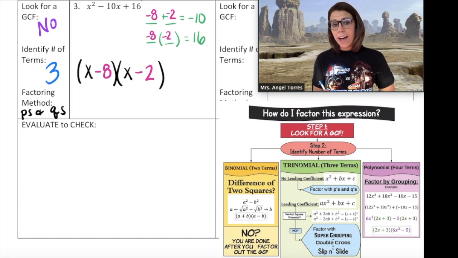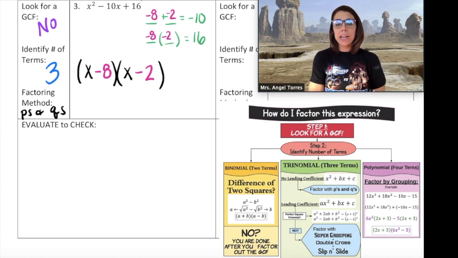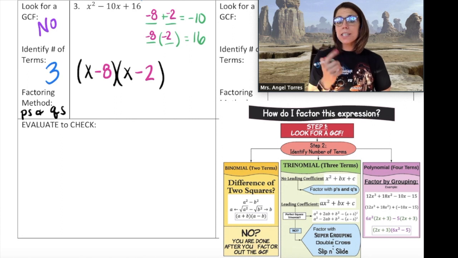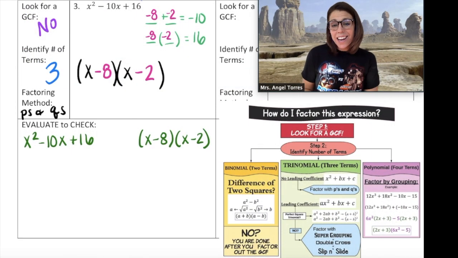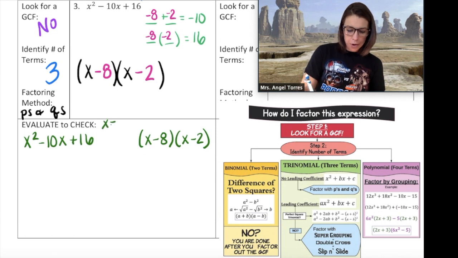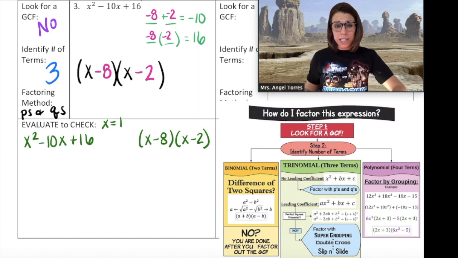Okay, so when I factored it, I ended up with the binomial x minus 8 times the binomial x minus 2. The order doesn't matter. You could have had x minus 2 first. Let's go ahead and evaluate to check. All right, again, I'm going to use what I consider to be the easiest number to check, aside from 0, which is 1. So I'm going to plug in 1 to both and see if they equal each other.